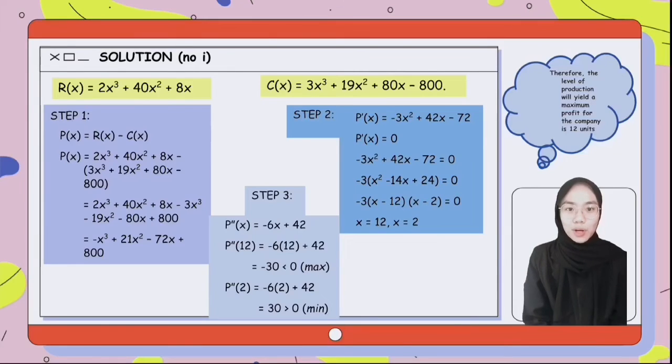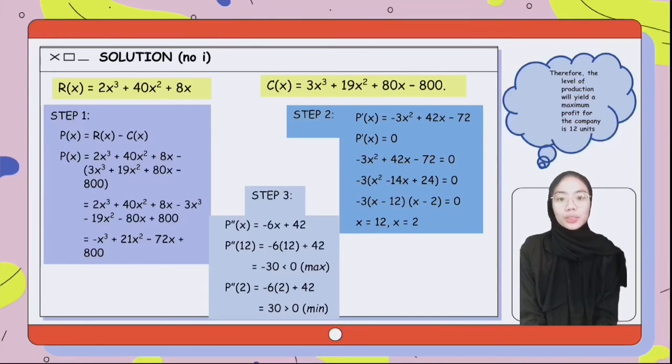After that, step 2, we can now find the first derivative of the profit function using the power rule, which is equal to negative 3x squared plus 42x minus 72, and then let it equal to 0 to determine the level of production that will maximize profit. So, when it equals 0, we get two levels of production, which are 12 and 2.